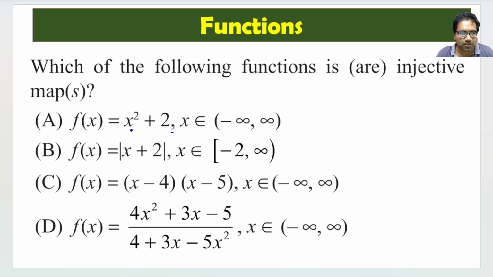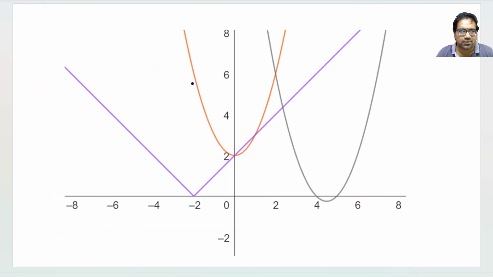Obviously, x square is a parabola and x square plus 2 is this graph of x square shifted 2 units upwards. This is x square plus 2, this red one. If it was x square, it would have been like this. x square plus 2 is shifted 2 units up. Okay. So if it is 1-1, what does that mean?